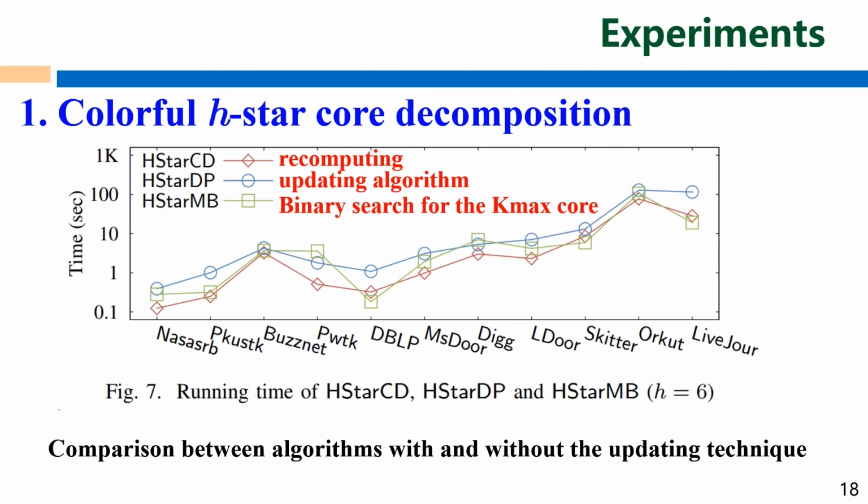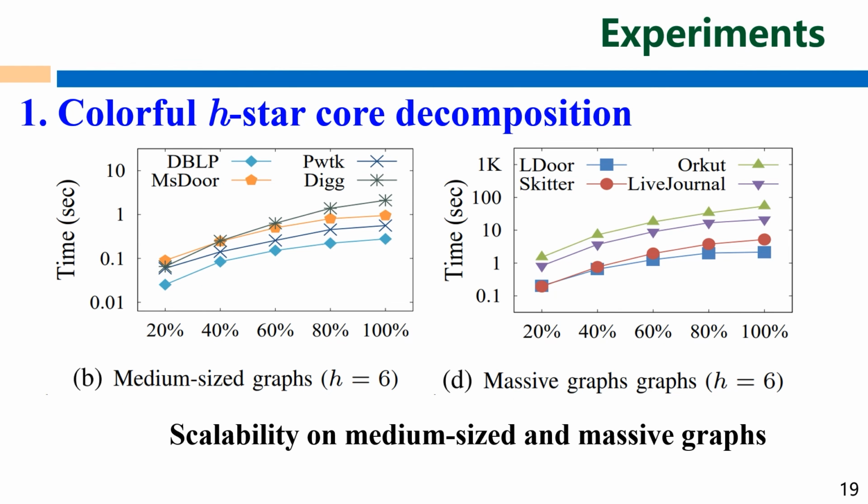Here we evaluate the scalability of our algorithm on 8 different datasets. These datasets can be divided into 2 sets according to their numbers of edges, for medium-sized graphs and for massive graphs. As can be seen, the running time of our algorithm increases smoothly as the graph size increases on both medium-sized and massive graphs. Moreover, all the curves are nearly linear, indicating that our algorithm scales very well in practice. These results also confirm the near-linear time complexity of our algorithm.